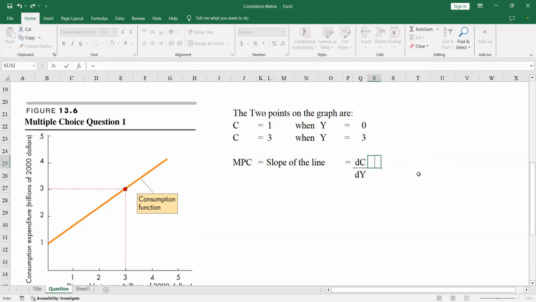Now, to find the change, the first thing we are going to do is MPC equals, bracket start, change in consumption, 3 minus 1, which is y2 minus y1, divided by the change in disposable income, or income, so the difference of y's. And what we have is an MPC of 0.67.